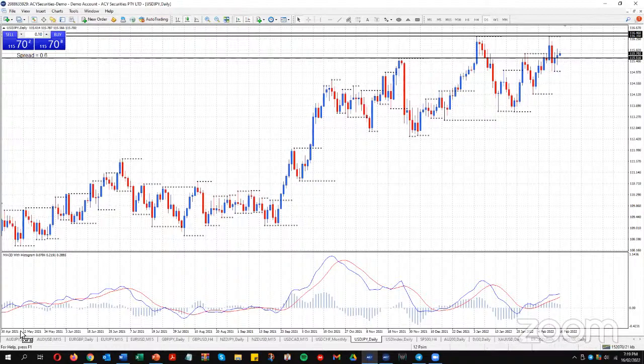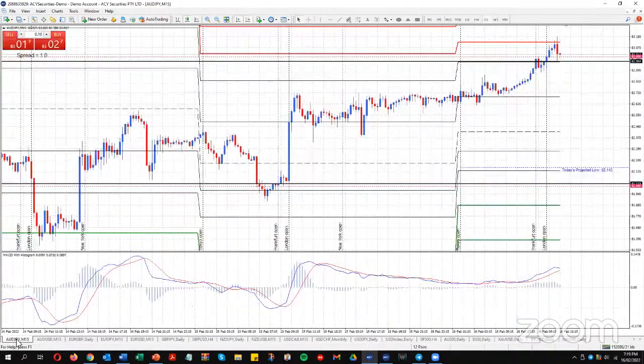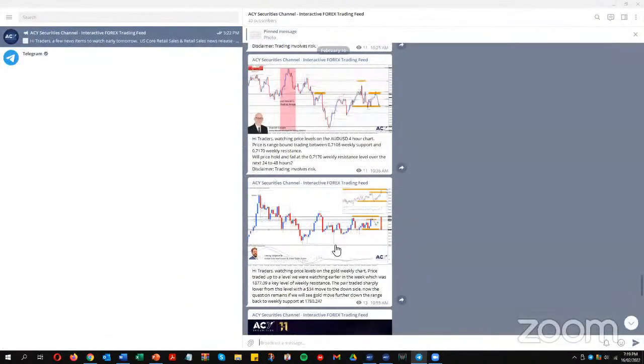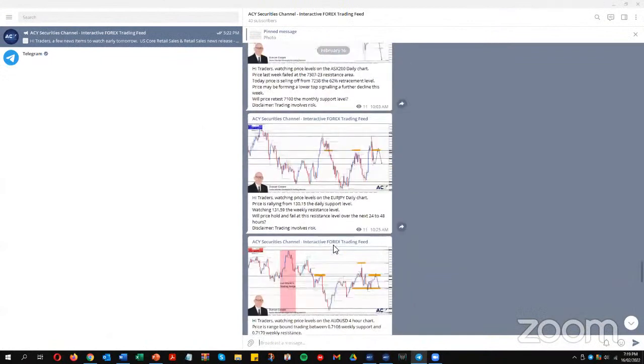All right, getting to the Aussie Yen. Now in the Telegram, I'll show you the post today. Just going to find it for you.